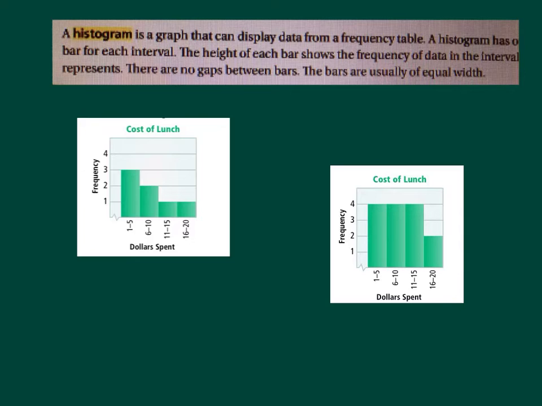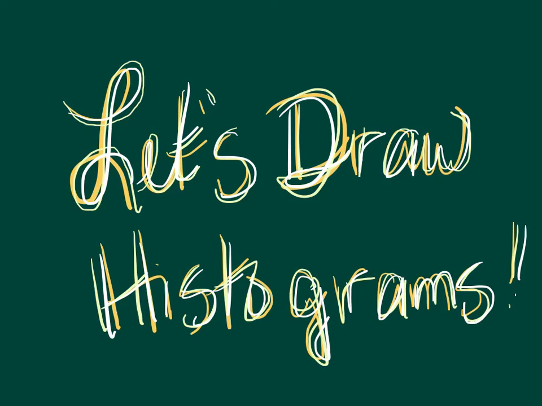If you look below, I gave you two examples. The height of each bar shows the frequency of the data in the interval. Okay. There are no gaps between the bars, and the bars are usually the same width. Okay. So our x-axis is our interval, and the tally marks are going to be our y-axis. Okay. All right, let's draw some histograms.